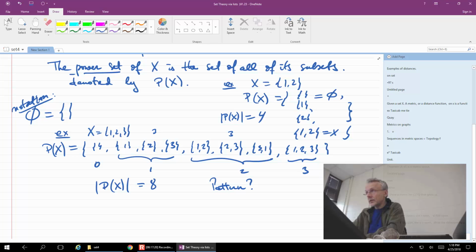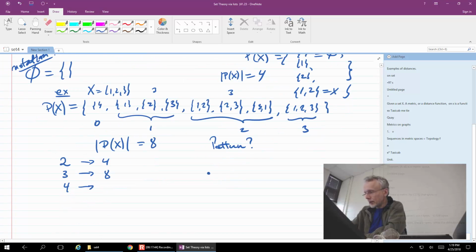The number of elements in the power set: when we had 2, we had 4. When we had 3, we had 8. What's the next one? 4 elements gives 16. Okay, let's check. You can do it this way, by the way.